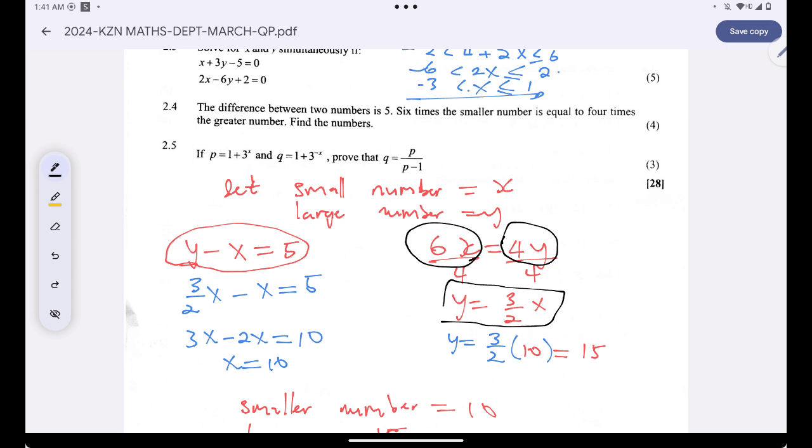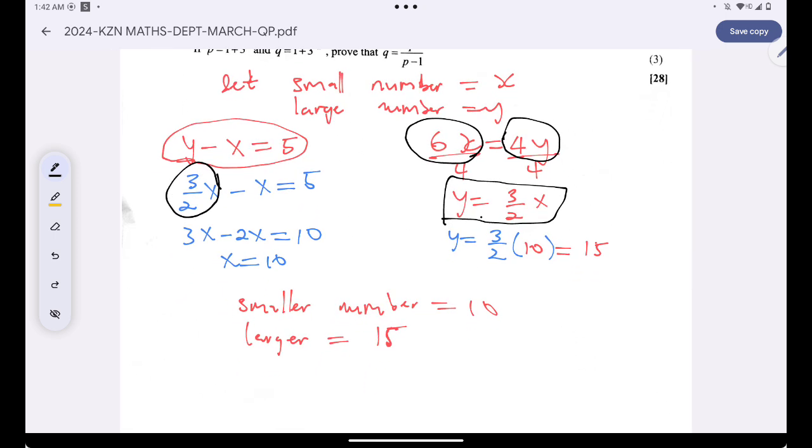Then I found my y value. After finding my y value, I just substituted it back into this equation because I was told that the difference is 5. Whenever I see y, I'll just put 3 over 2x. Then I solved for x. I found the smaller value. After that, I found the larger value. And indeed, whenever I subtract the two, when I say 15 minus 10, I will get 5. Are we together, guys?